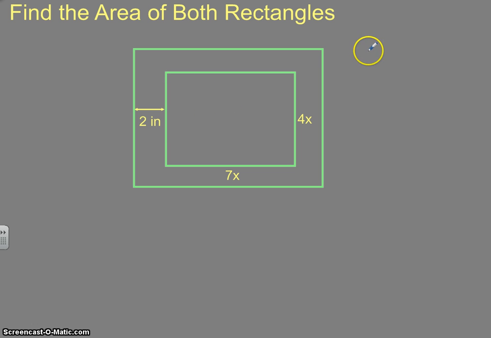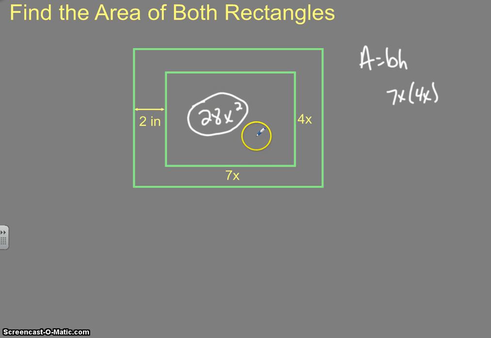Well, the area of a rectangle, if you remember, and should remember, is area equals base times height. So for this inner rectangle, the base is 7x, the height is 4x. So 7x times 4x: 7 times 4 is 28, x times x is x squared. And that's going to be units squared, whatever that is. The inner rectangle is that.